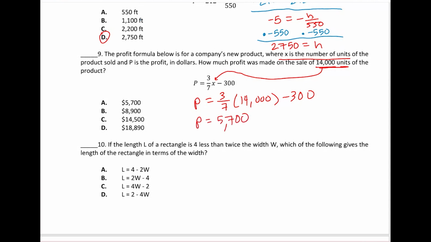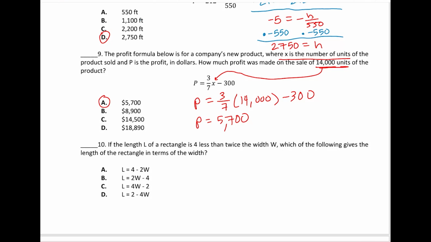So yeah, definitely use the calculator there. You don't have to actually do any algebra. You're just substituting a number into X and then computing that. And don't do that by hand, please. You're not going to want to do 3/7 times 14,000 minus 300 on paper. Most likely you'll probably make an error. You just please use the calculator on that one.